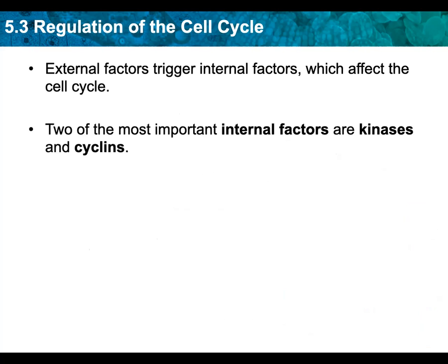Okay. External factors trigger internal factors, which affect the cell cycle. So when the cells touch each other, they will stop growing. But when they stop growing, chemicals are secreted to tell them to stop growing. So there are important internal factors. There's two chemicals that regulate the cell cycle. They're called kinases and cyclins.